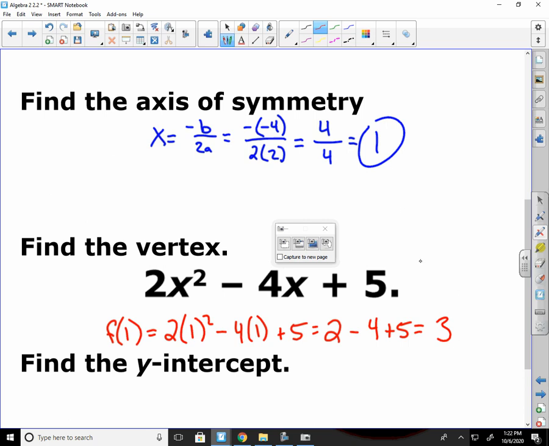Now I have to put my axis of symmetry and my y value together to get the whole vertex. 1, 3. Without that 1, it doesn't count. You get half credit.